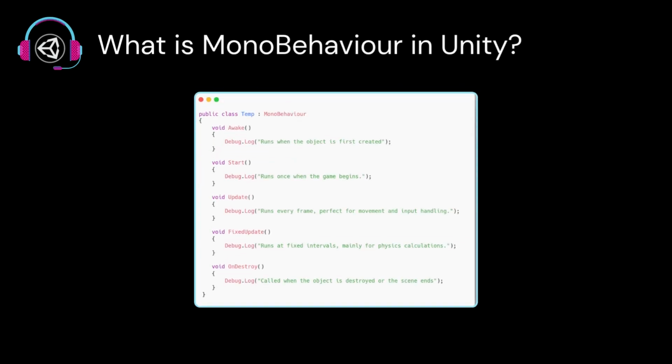Here is a simple example of a MonoBehaviour. Because this class inherits from MonoBehaviour, it can be attached to a game object in the Unity editor.